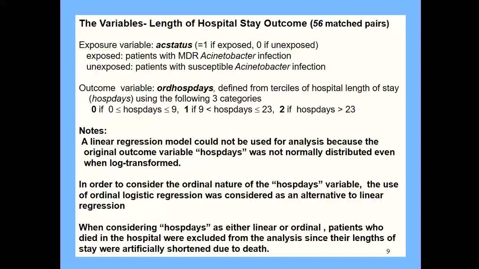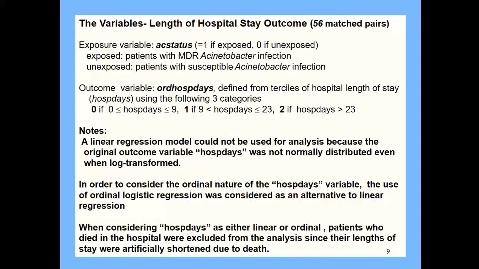So they said, I still want the outcome variable to be length of stay in the hospital. So in order to consider the ordinal nature, because this variable is ordinal, the use of an ordinal logistic regression model was considered, and then they had to figure out what the ordinal categories are and how many categories. They wound up looking at it a number of different ways. They came up with 3.